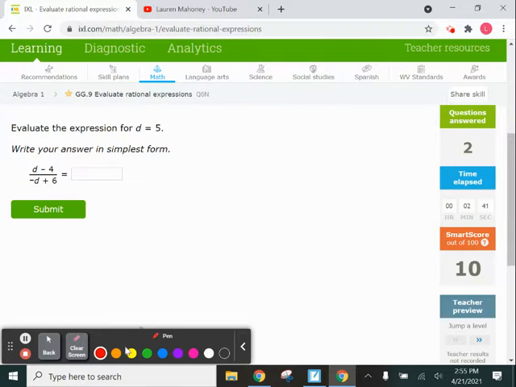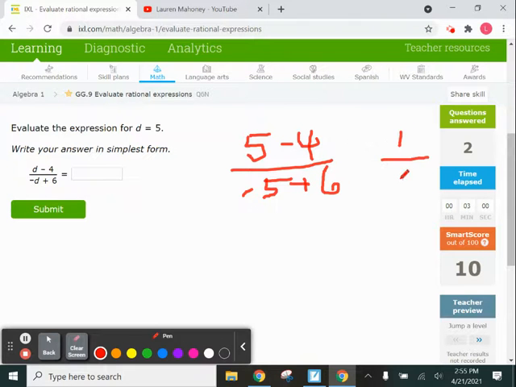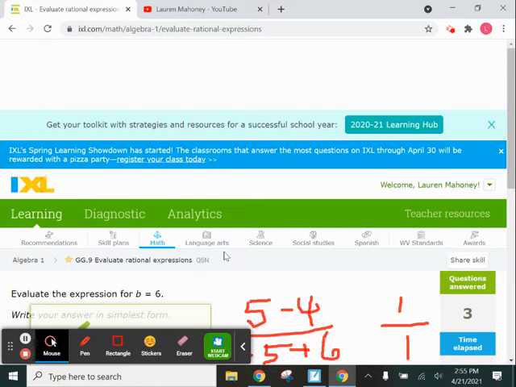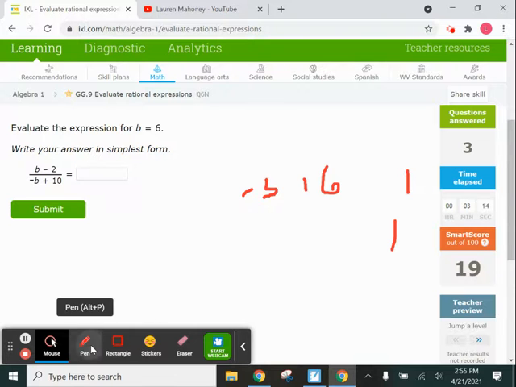Let's do one more of these just so you guys understand what you need to do. We're plugging in 5 for this one. So we have 5 minus 4 on top. On the bottom, we have -5 plus 6. So on top, I have a +1. On the bottom, I have a +1. 1 divided by 1 is merely 1. So that's what we have to actually type in for our answer. We would type in a 1. And again, that was correct.